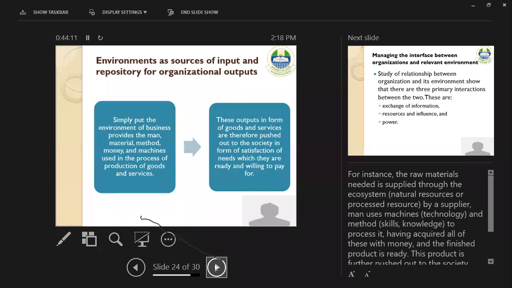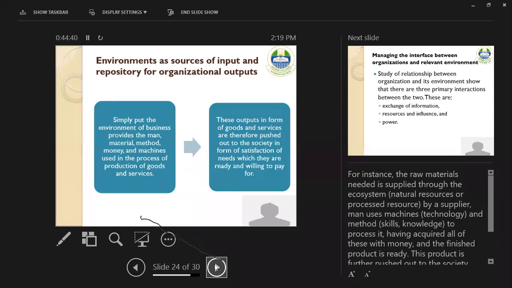Okay, so it is from the environment that you draw these men. It is from the same environment that you also draw the material. It's from the environment that you also will get those who will apply certain methods and what have you, and the machines you are using. And then when you are done with the processing, what do you do? You churn out your services or your goods or the products to what? The same society that gave you all of these people.